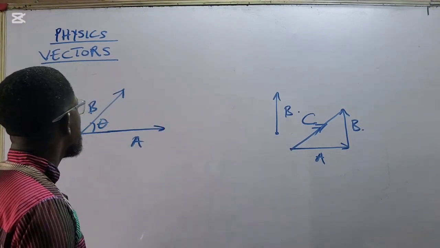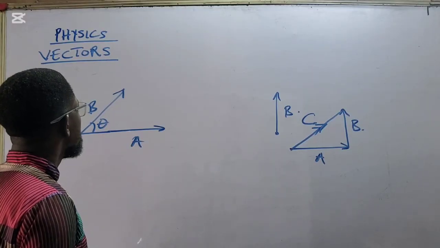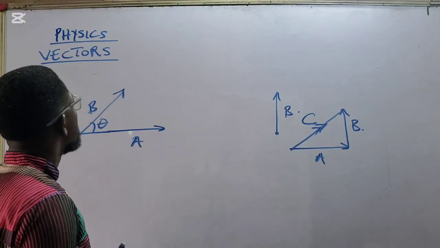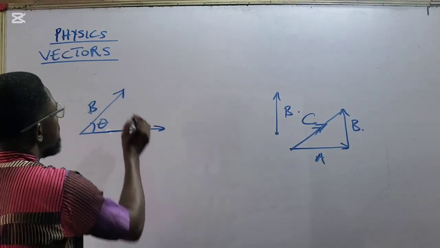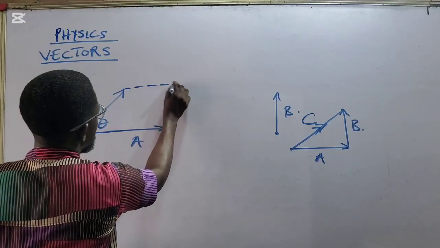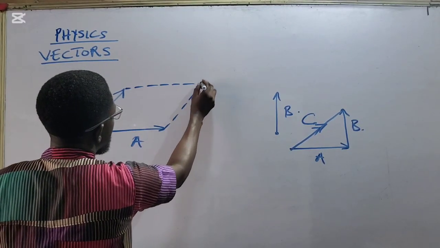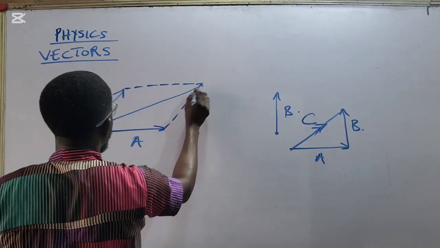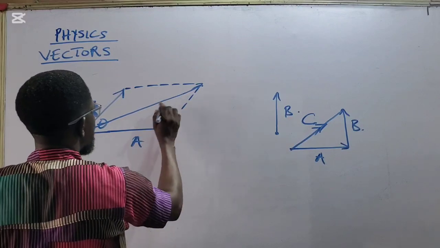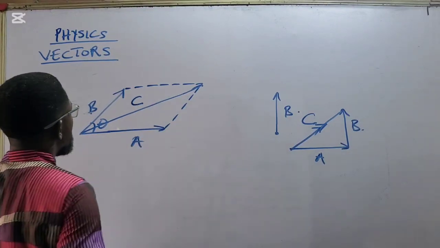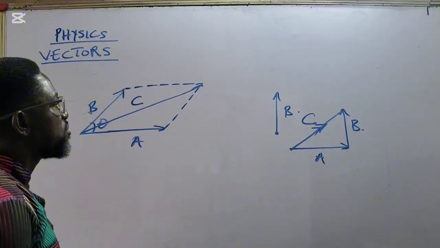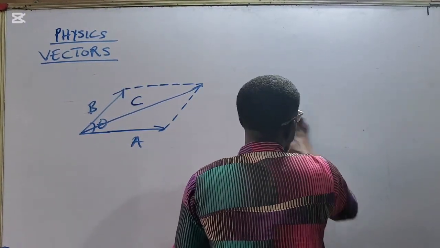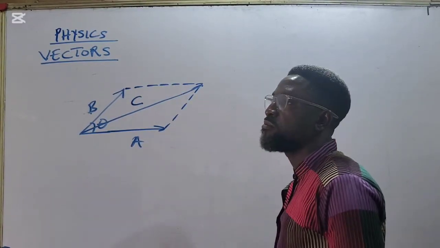There are two ways of doing this. You can use the triangular law of vector addition, or you can use the parallelogram law of vector addition. What is the parallelogram law? We just draw this to form a parallelogram, and then we have a straight diagonal of that parallelogram. This diagonal becomes the vector sum. Now, if you make use of the triangular law, you get the same thing as someone making use of the parallelogram law.